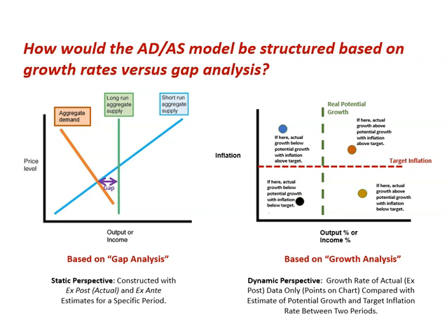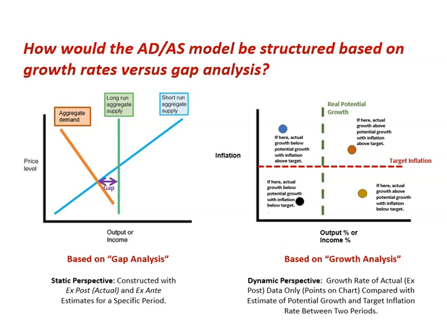In this model, the growth rates of actual data are only used as points on the chart, compared with an estimate of potential growth and the target inflation rate between two periods. Therefore, the inflation rate is related to output growth. That is, real GDP growth. Two dotted lines are added for 1. The target inflation rate, and 2. Real potential GDP growth. In this way, there are four quadrants.